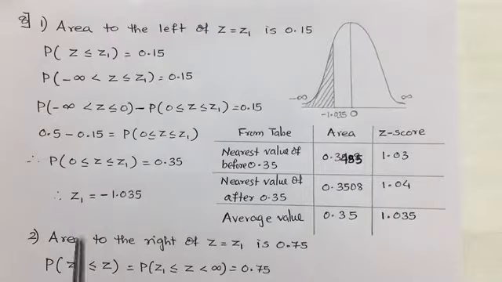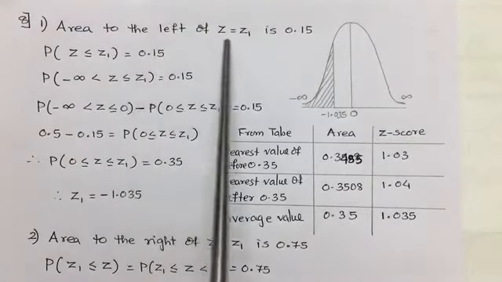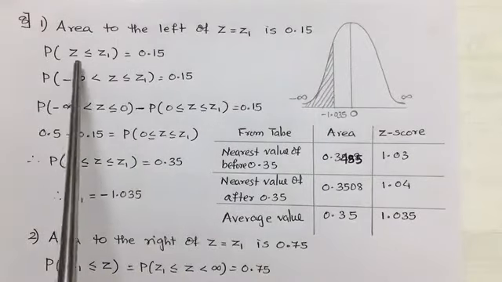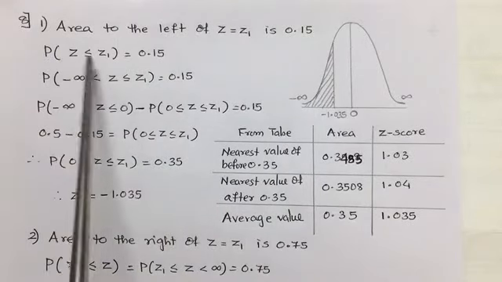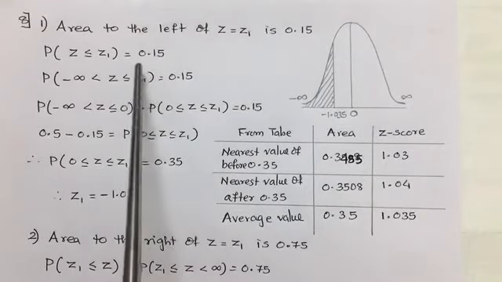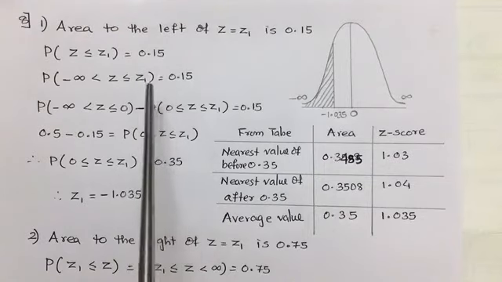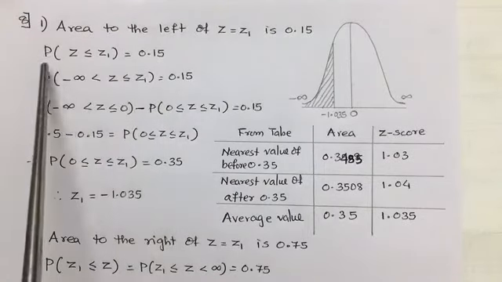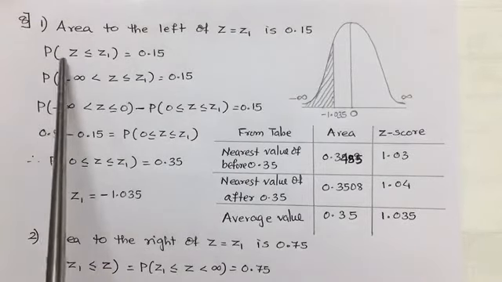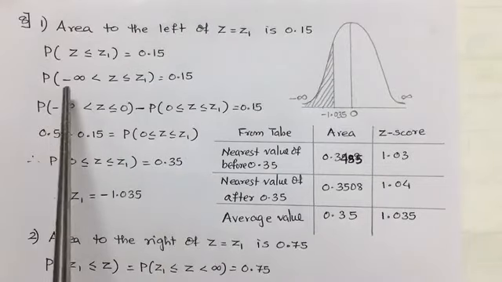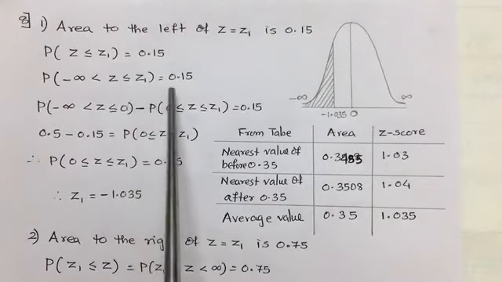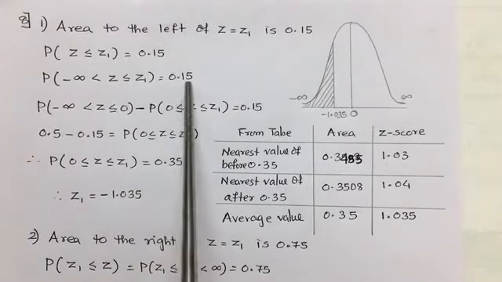The first one is, area to the left of Z equal to Z1 is 0.15. So the area is towards the left of Z1, so we write it as Z less than or equal to Z1. That is being given as 0.15. Now always P is to be written, which indicates probability. Now the left side limit is missing, so we write here minus infinity less than Z less than or equal to Z1, and that is equal to 0.15.